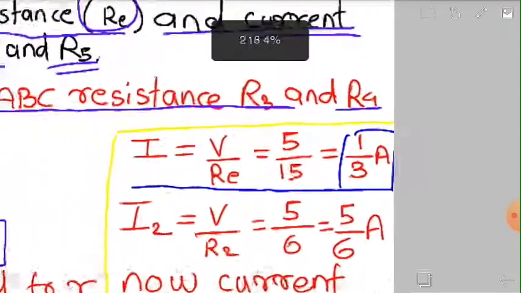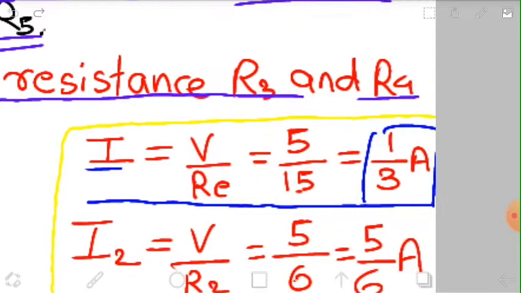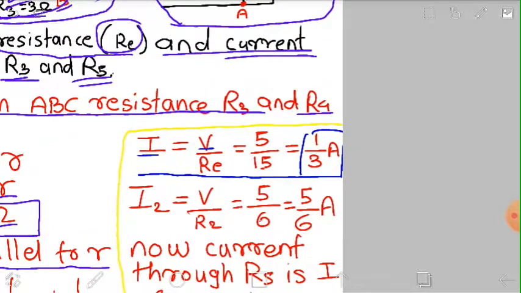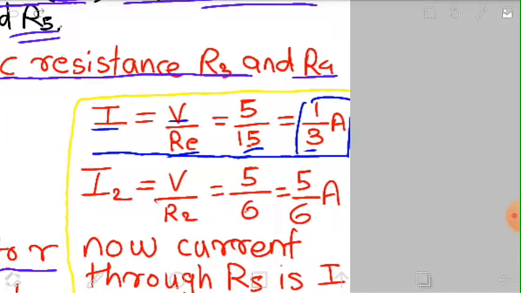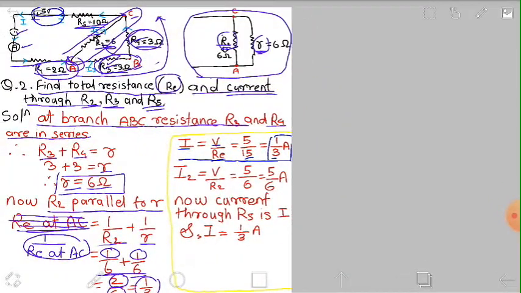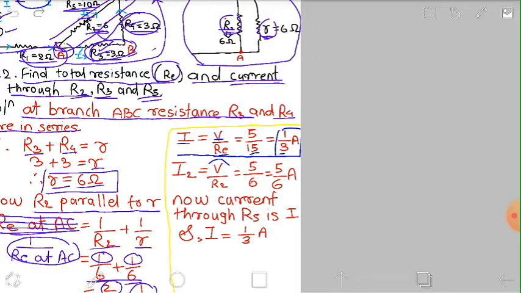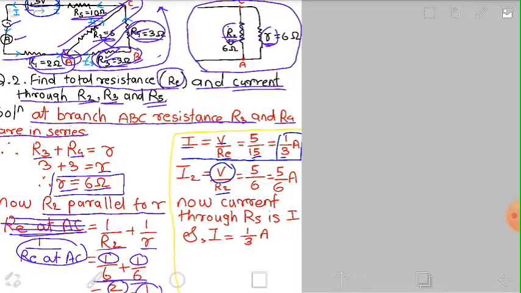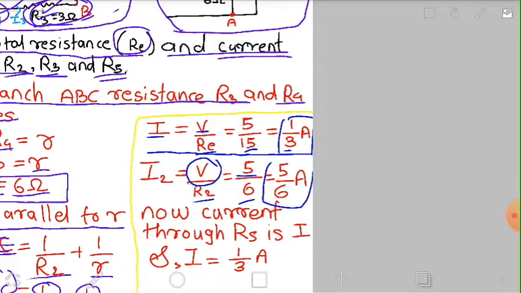So how was it calculated? The main current according to Ohm's law is I equals V by R, and this V is the main potential difference. You can see here that it is 5 volts, upon the equivalent resistance in the circuit, which is 15. So it becomes 1 by 3 ampere. For I2, R2 is 6 ohm, and as we know that in parallel the potential difference is equal, therefore we have written V here. We have to calculate I2, the current through R2. Therefore I2 equals V by R2. V is 5, R2 is 6, therefore finally we get 5 by 6 ampere.